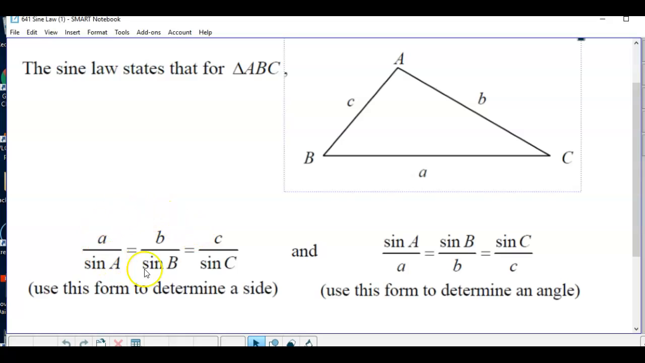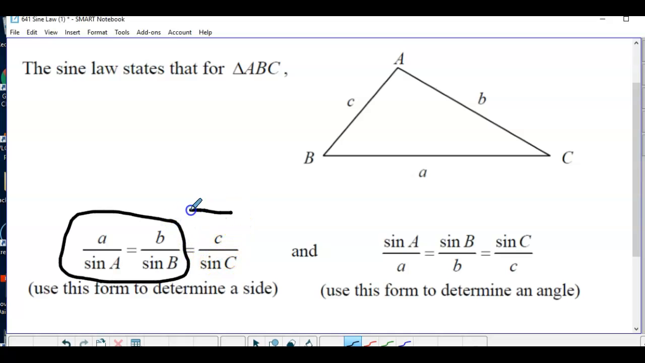You can show it in this form with the sides in the numerator and the sine of the angles in the denominators, or as reciprocals. Take a look: there's no adding or subtracting. This is really equals here. So anytime we use the sine law, we split it into just that part, or just that part, or between A's and C's. You're never using this all at once. So that's the sine law.